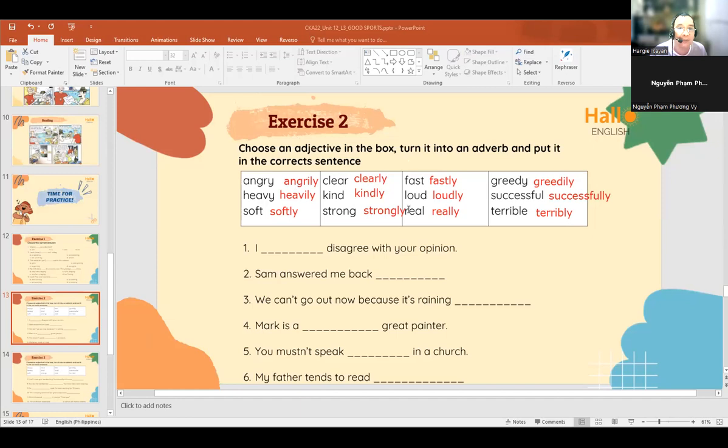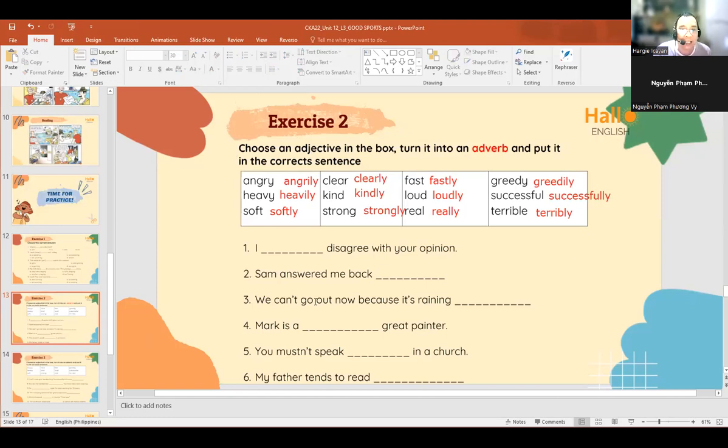All of the red ones in here are adverbs. All the black ones in here are adjectives. Did you get it, V? So the red ones, we call adverbs, and all the black ones are adjectives.